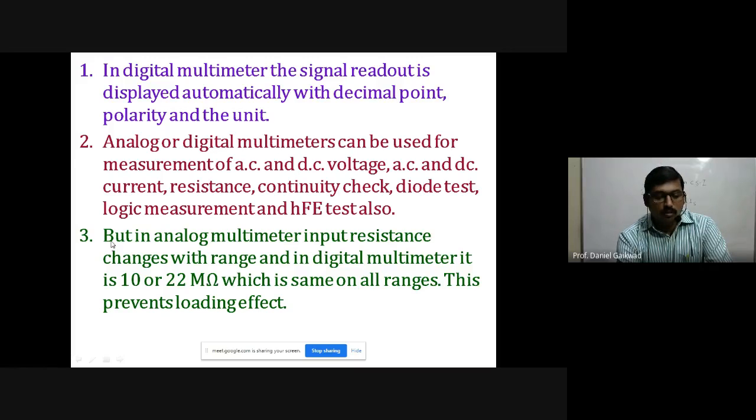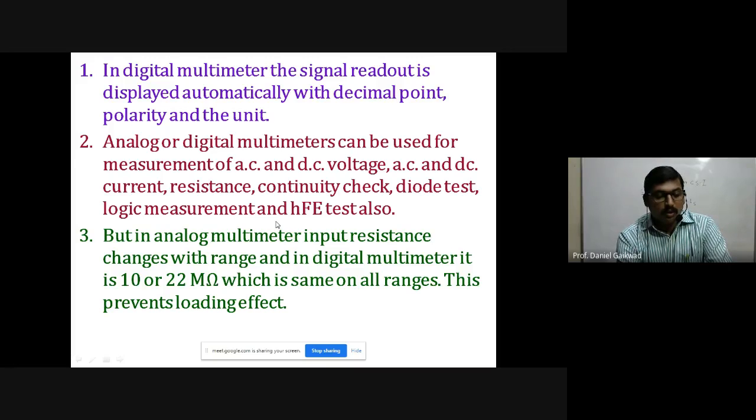Now, number third: in an analog multimeter, input resistance changes with range, and in a digital multimeter it is 10 or 22 mega ohm, which is the same on all the ranges. This prevents the loading effect here.